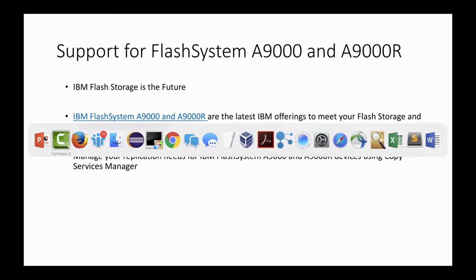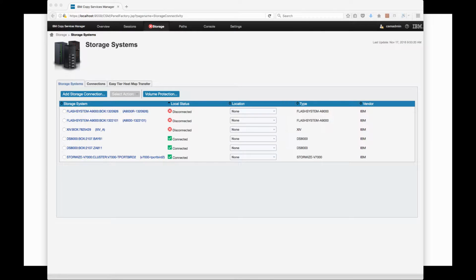So let me just show you real quick. This is one of the ones I'll demo to show how this will work. So here's my Copy Services Manager GUI. From the Storage Systems panel, we're going to click Add Storage Connection.